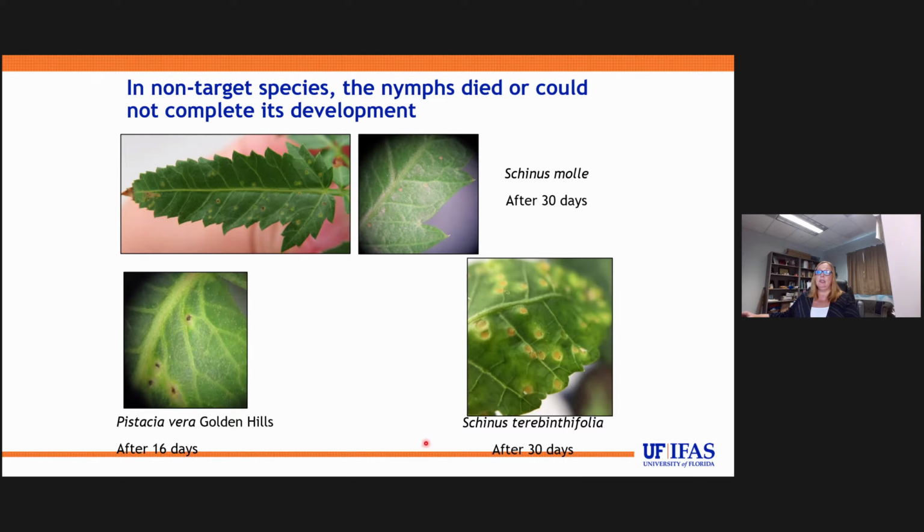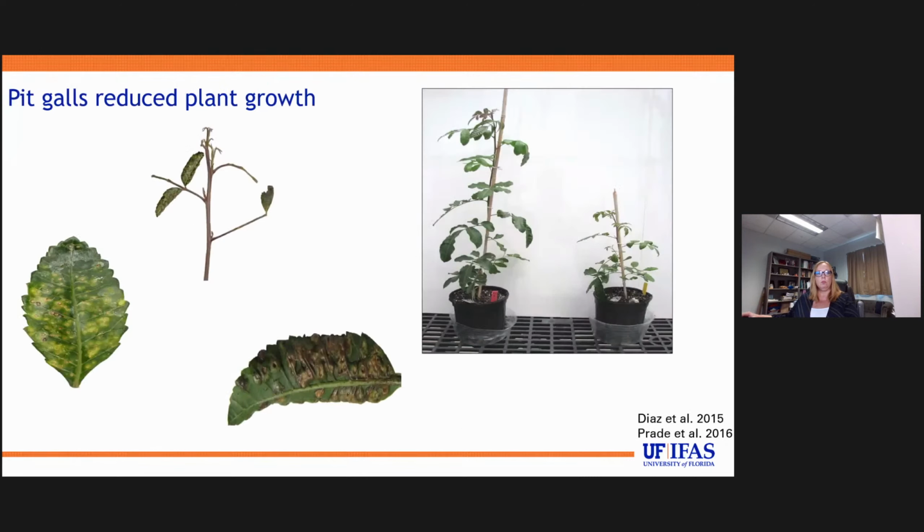So these insects are very host specific. They will lay eggs on a couple plant species, but eggs don't feed, and so therefore don't cause damage. And the real damage comes with the nymphs, and they will only develop on Brazilian peppertree.